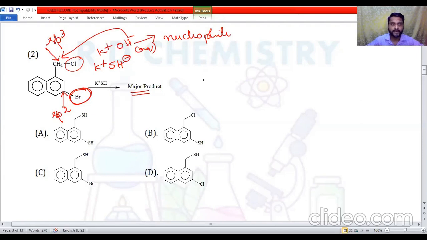Therefore, I can write the product: benzene ring attached to one more benzene ring. Then CH2, this halogen can be easily removed. Introduce SH now, the nucleophile. And the bromine atom is not replaced because the halogen is directly attached to benzene. Therefore, answer is option number C.